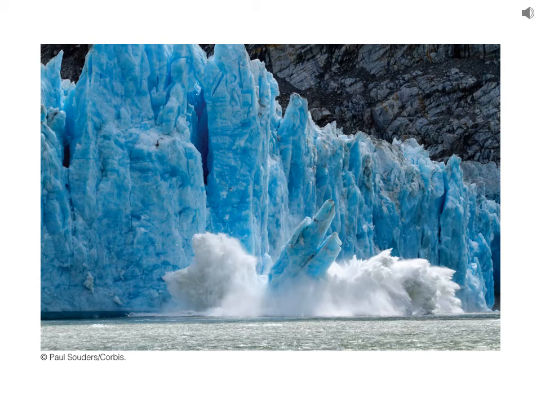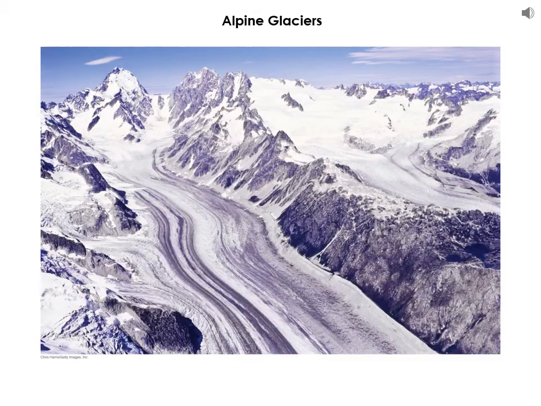Okay, the last agent of weathering and sculptor of the Earth we're going to talk about is ice. Ice in the form of glaciers. Glaciers are probably my favorite agent of erosion. They create spectacular landforms, and we're going to see a lot of glacial landforms on the trip in Colorado.